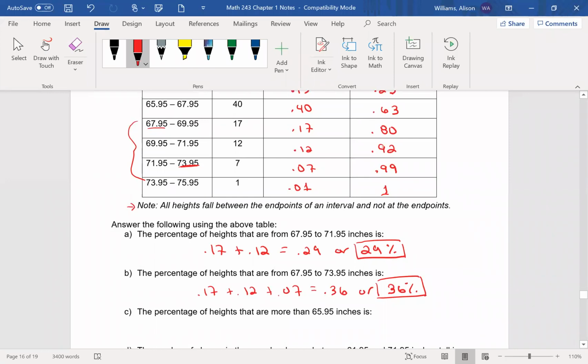So percentages of heights that are more than 65.95 inches. So we're talking about every category from here on, right? All of those categories. So we're going to add up all of those percentages from here to here. All right. So 0.40, 0.17, 0.12, 0.07, and 0.01 will give us a total of 0.77 or 77%.